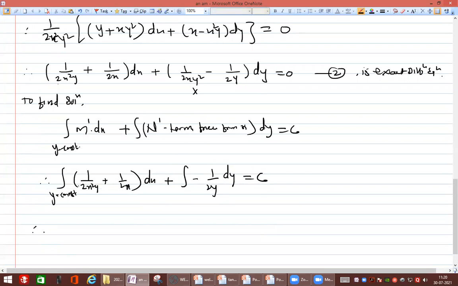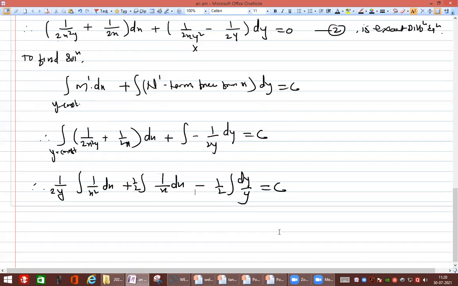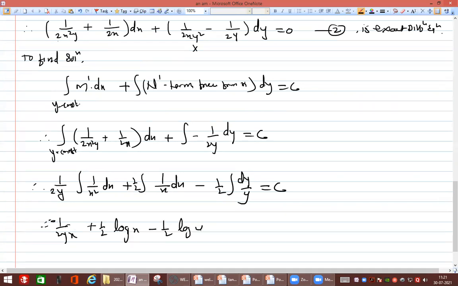Here y is constant, so 1 upon 2y outside, integration of 1 upon x squared dx, I am taking separately, plus 1 by 2 outside, integration of 1 upon x dx, minus 1 by 2 outside, integration of dy by y equal to c. We know how to simplify it. So 1 upon 2y, integration of 1 upon x squared: power increases by 1 and then we divide by it, so it is minus 1 upon x. Clear, guys? So minus 1 upon x, plus 1 by 2 log x, minus 1 by 2 log y equal to c.